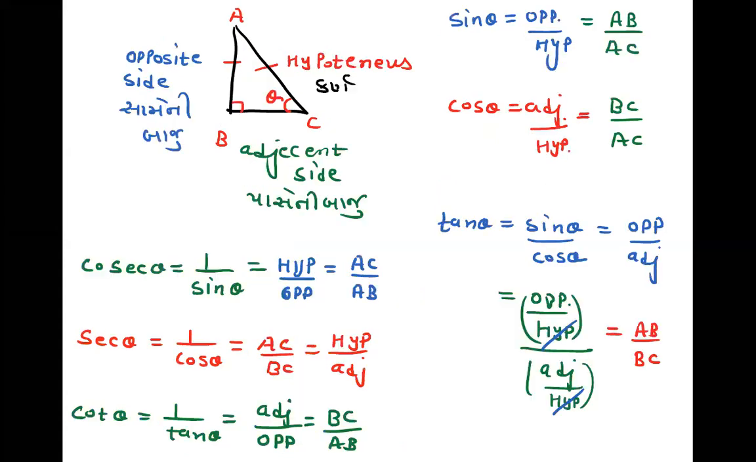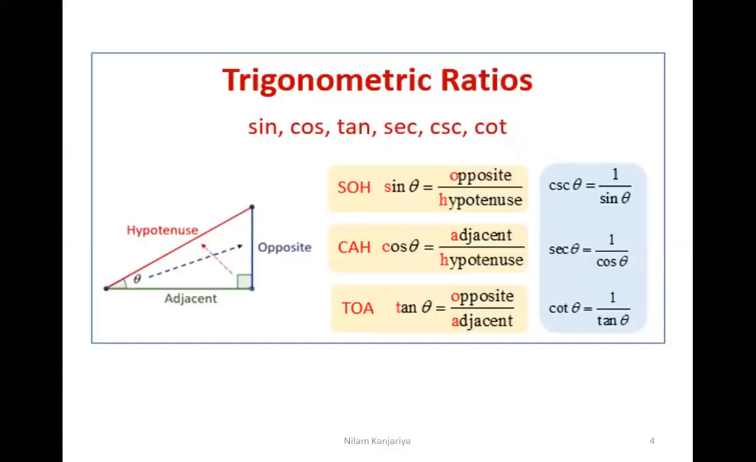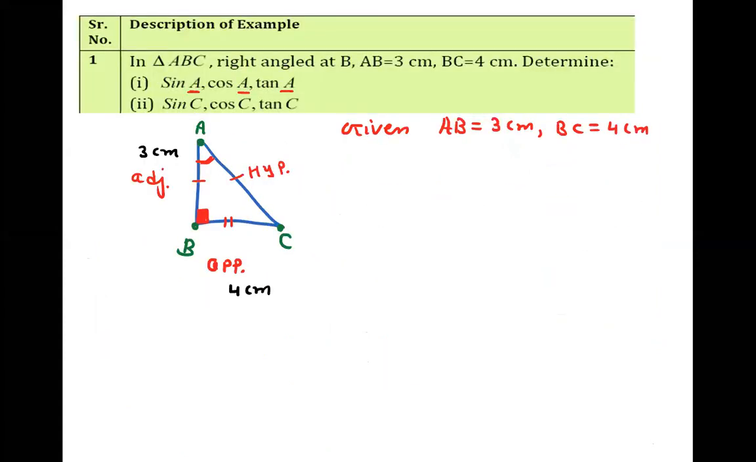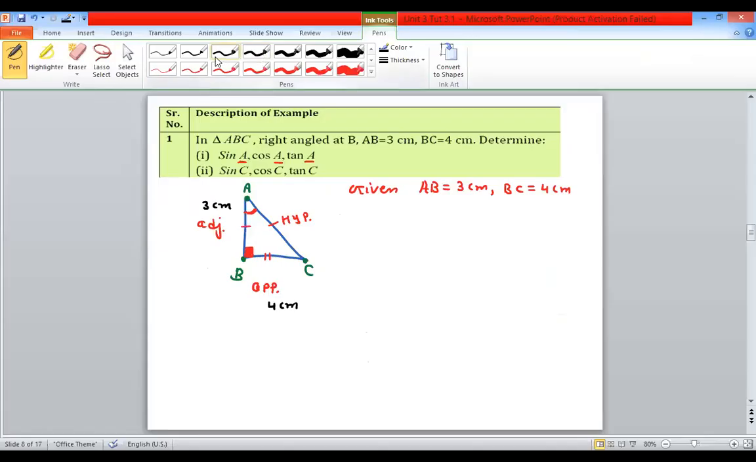So look here, we have the opposite side, 4 centimeter, but I don't have the hypotenuse. So what can I do to find the hypotenuse? I'm using the Pythagoras theorem. Oh, very good. So let me find the hypotenuse by the Pythagoras theorem.